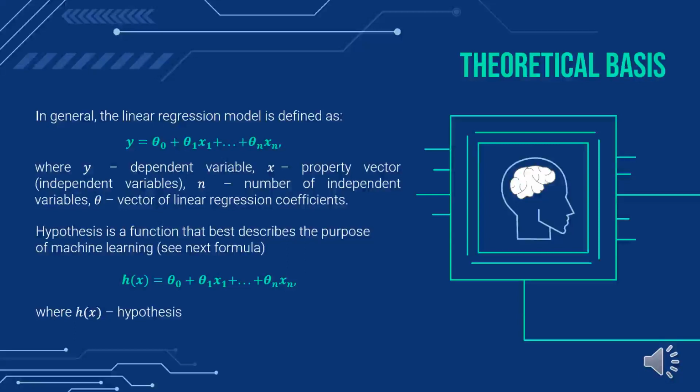Theoretical basis. In general, the linear regression model is defined as, where y is the dependent variable, x is the property vector of independent variables, n is the number of independent variables, and theta is the vector of linear regression coefficients. Hypothesis is a function that best describes the purpose of machine learning, where h(x) is the hypothesis.